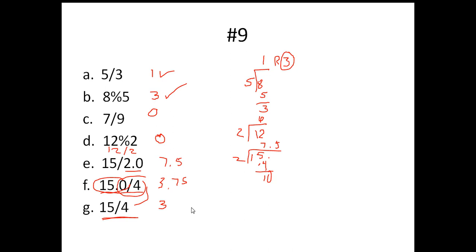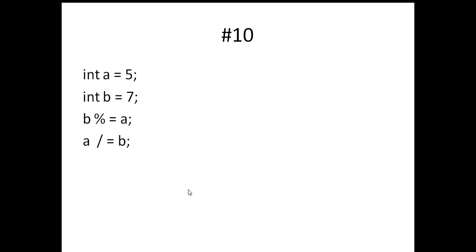All right, the next problem. Number 10. We're following the code here. B is going to be the remainder of B divided by A. B is 7 and A is 5. So we're going to find the remainder of this division problem. 5 goes into 7 once, with a remainder of 2. So B modulus A is 2, which gets assigned to B. So B changes to 2.